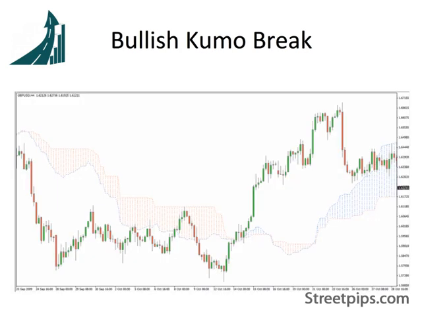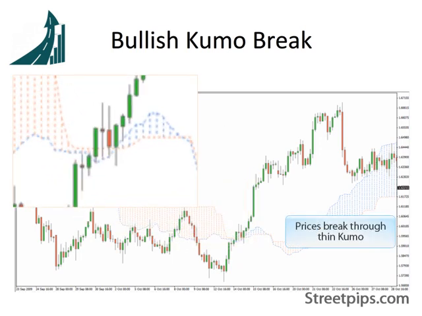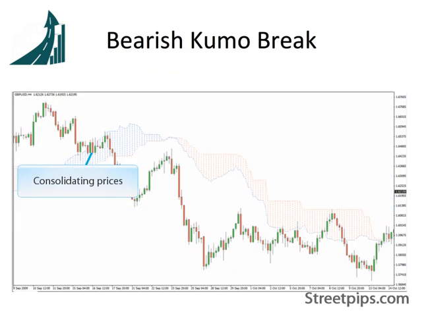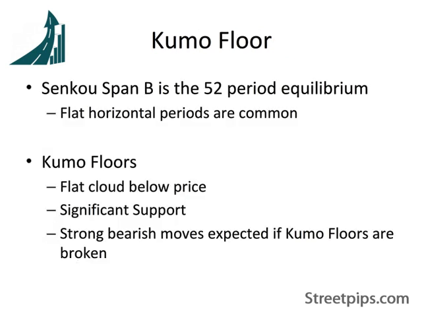In this example, we see prices hit a thick Kumo resistance before a bullish Kumo break to the upside. Notice here again how a thin cloud offers little resistance. In this chart, we see prices consolidating inside the cloud before a nice bearish Kumo break. The Kumo then turns from support to resistance. So far so good? Excellent.